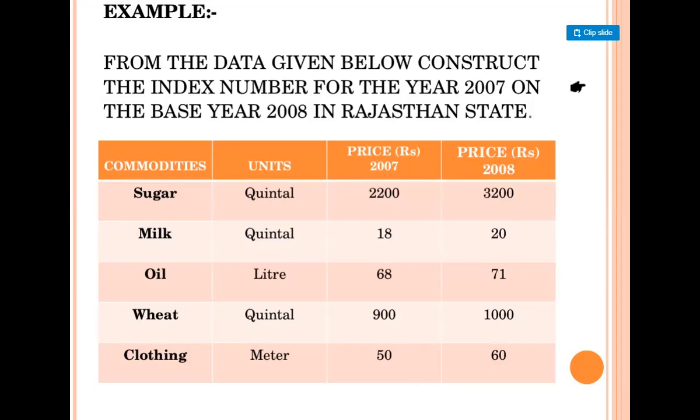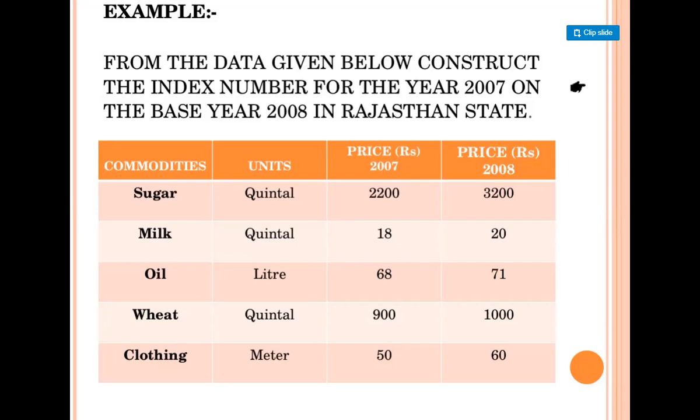Now the units. For sugar, the unit is quintal. For milk, quintal is written by mistake; the unit is liters. Oil is in liters, wheat in quintals, and clothing in meters. The sugar price per quintal in 2007 is 2200, but in 2008 it is 3200. Comparing 2007 and 2008, the sugar price has increased.